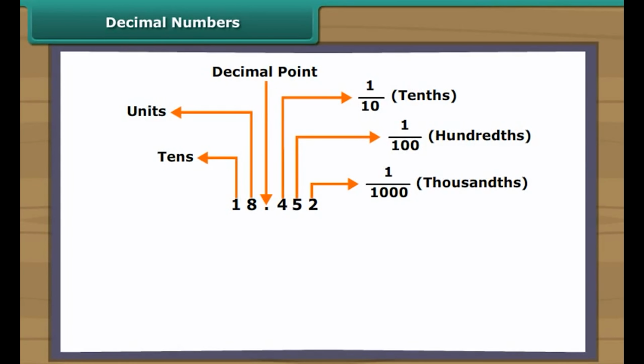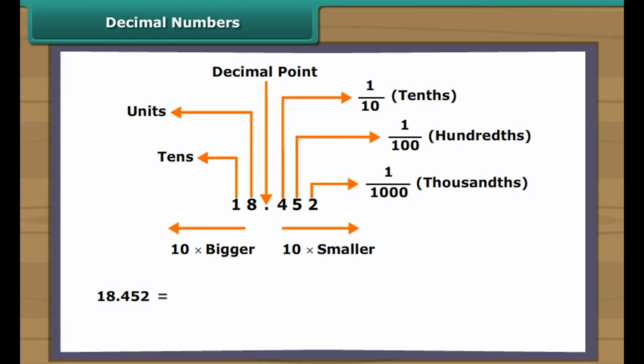Decimal numbers. Friends, look at this number having decimal point. As we move further left of this number, every number place gets 10 times bigger. As we move further right, every number place gets 10 times smaller.